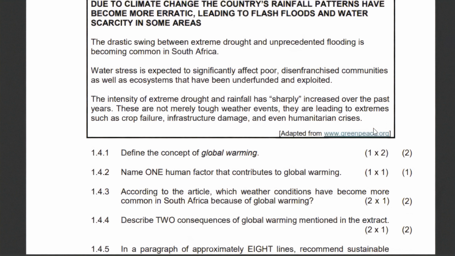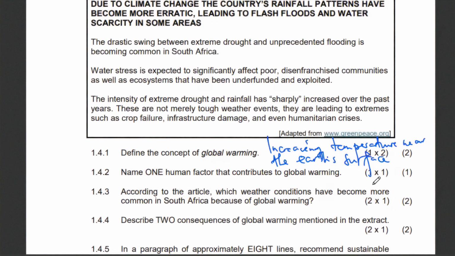When we're defining global warming, we're referring to an increase in the temperature near the Earth's surface. We are saying the Earth's surface temperatures are increasing. That is the issue of global warming. The globe is warming up. The temperatures are rising. That is the effect. That is the idea of global warming.